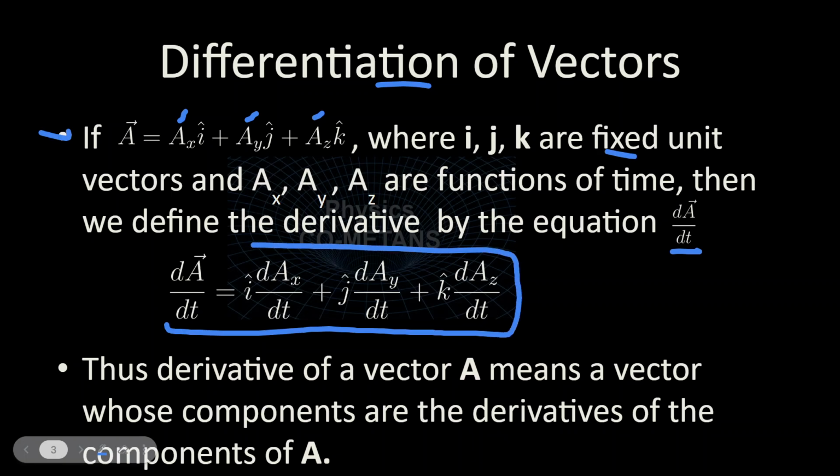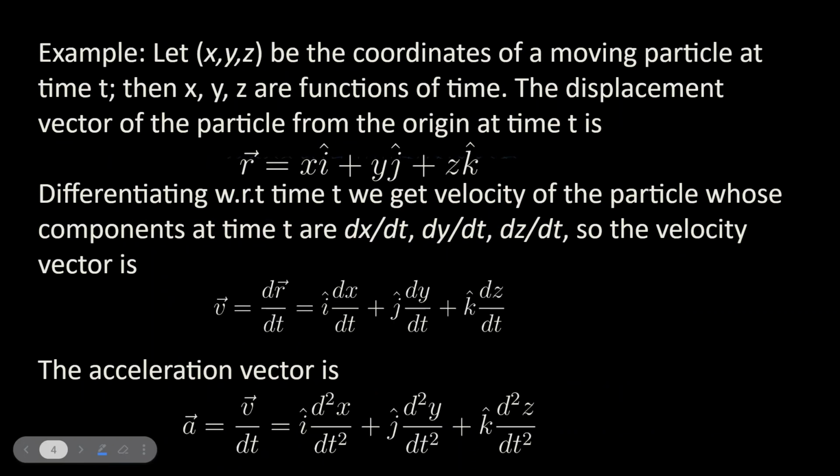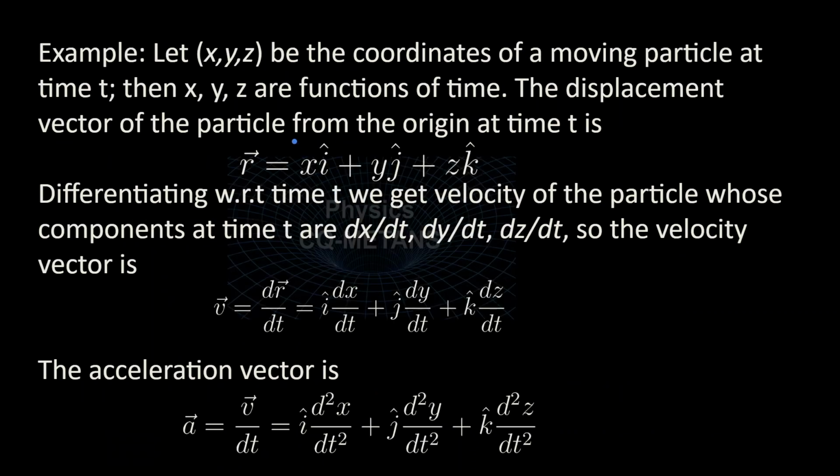So we are just differentiating the coefficients over here. We have written here that the derivative of a vector A means a vector whose components are the derivatives. So we are just differentiating the components. Now let us take one example.